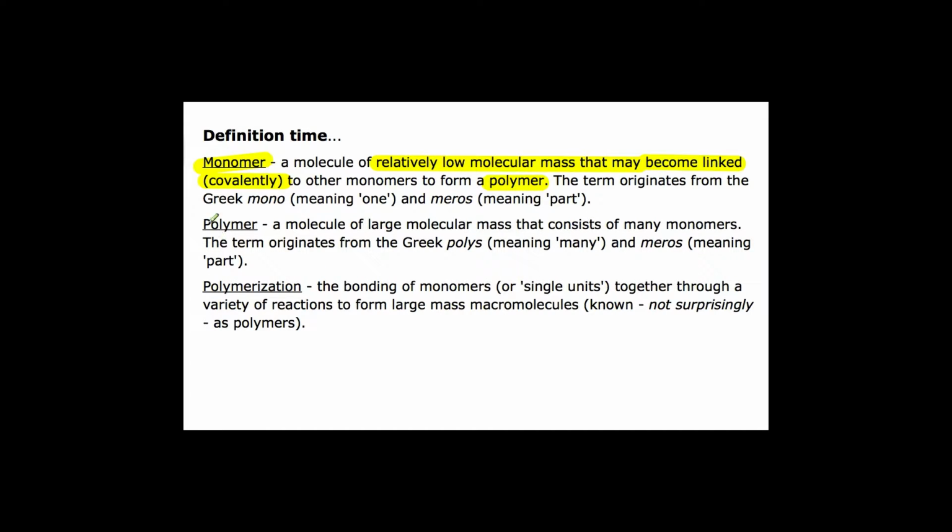And a polymer then is a molecule with a large molecular mass. This can be a huge mass, millions of AMU, and consist of many monomers, not surprisingly. And then polymerization is just the process, the reaction that allows for the bonding of monomers to form polymers.